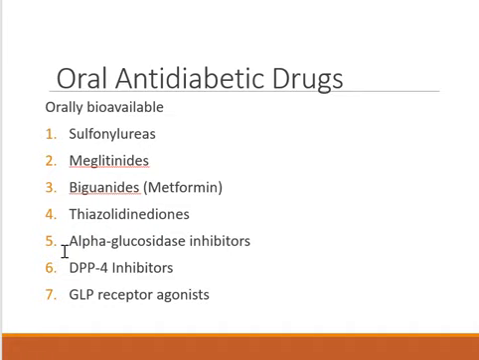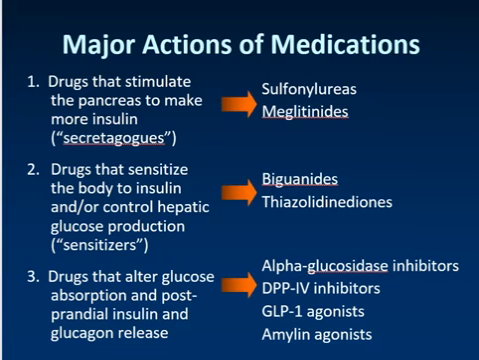So let's go into the first class of drugs, the sulfonylureas. Oh, but before, I just want to quickly summarize. These are the major actions of the medications, and so you can further subdivide these different drug classes into maybe 3 different major sites of activity. Both the sulfonylureas and the meglitinides, I can never say this one, are basically drugs that will stimulate the pancreas to make more insulin. Sometimes they're deemed secretagogues. There are drugs such as the biguanides and the thiazolidinediones, which sensitize the body to insulin and or control the hepatic production. Sometimes we call these insulin sensitizers.